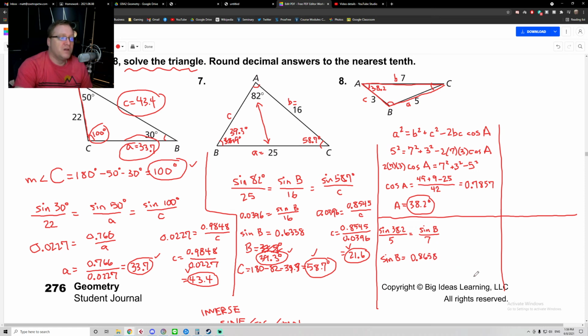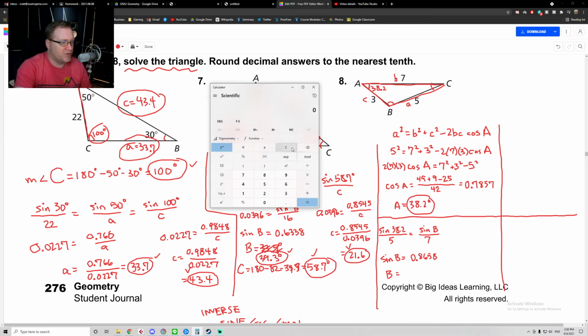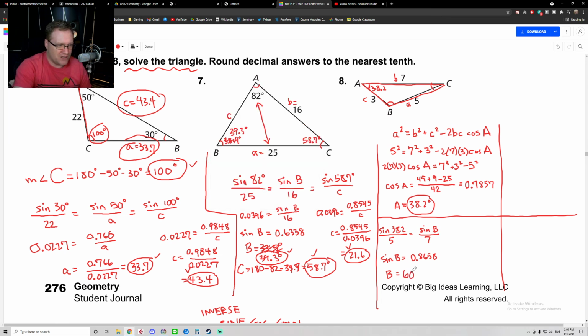0.8658. Okay, again, that gives us the sine of B equals this. So if we want to know what angle B is, we just need to use the inverse sine of this. We have 0.8658, and now we're just going to take the inverse sine. I hit inverse sine and it is 59.97, which if we round up is 60 degrees. So B is going to be 60 degrees.